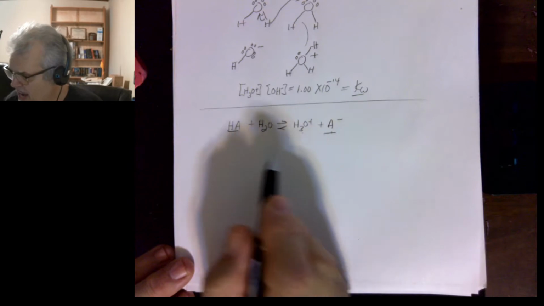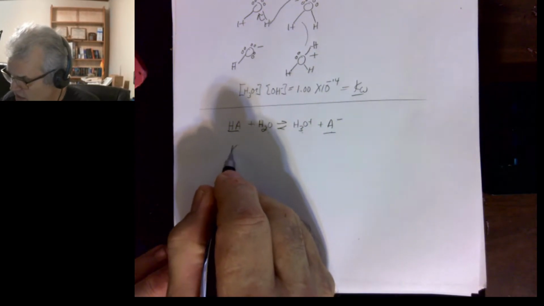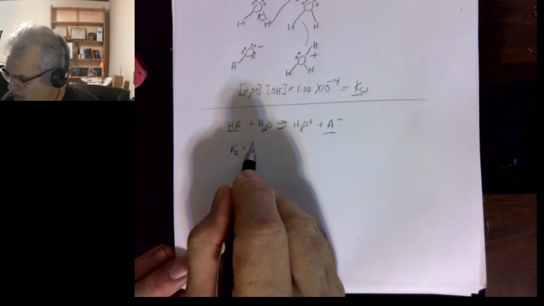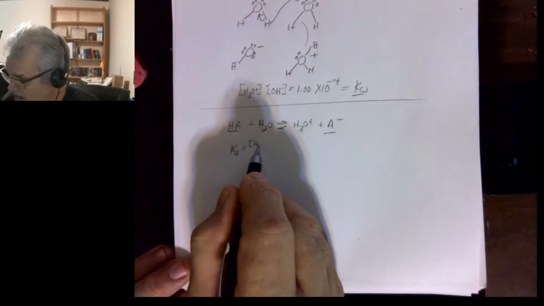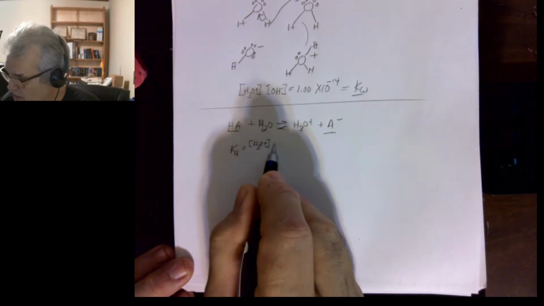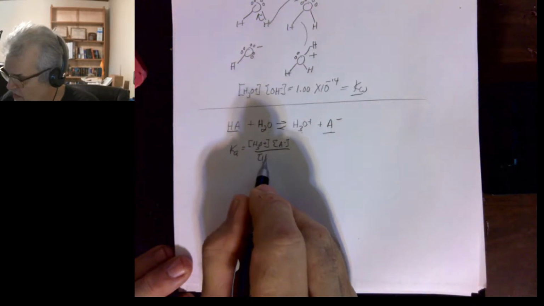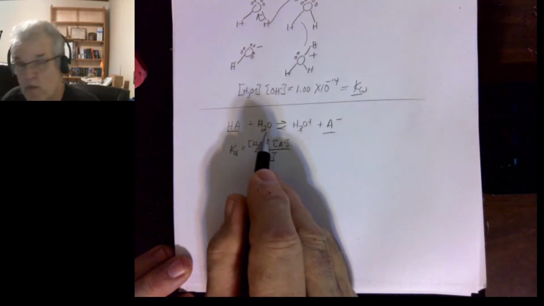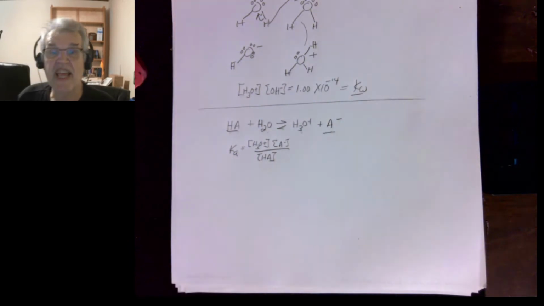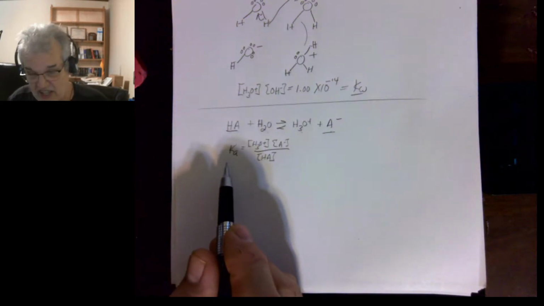And we know that anything like this, we can have a Ka expression, and our Ka expression is going to be products over reactants. We have hydronium concentration times A minus concentration all over HA concentration. We don't include water because this is in aqueous solution, and when things are in aqueous solution, you don't use water because the molarity doesn't change. It's 55.6 molar, and that stays in the Ka.